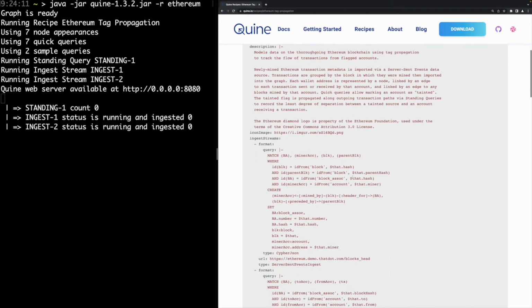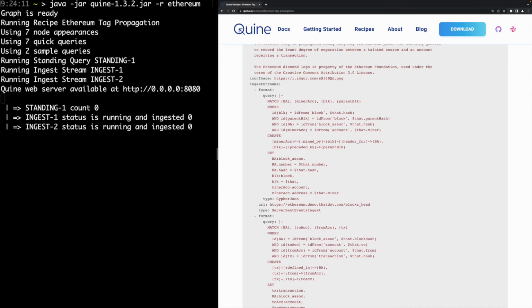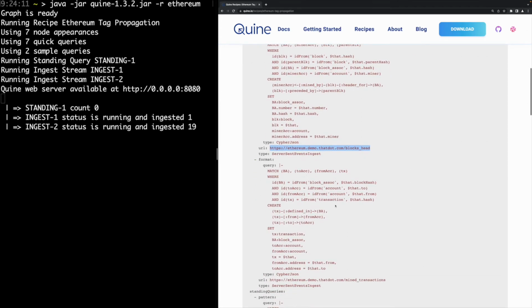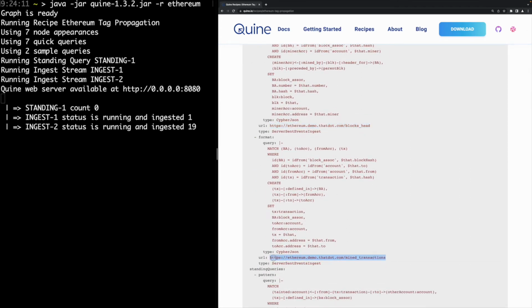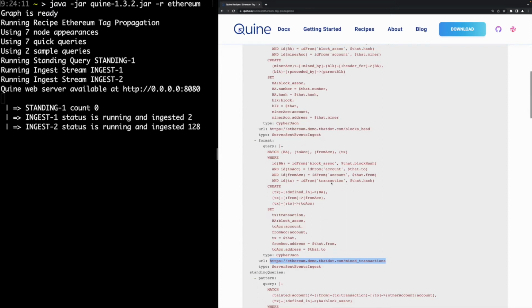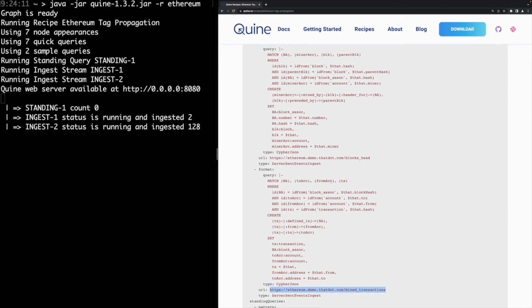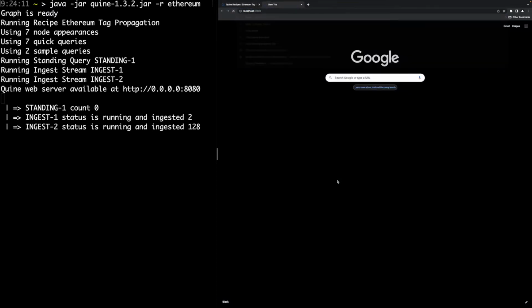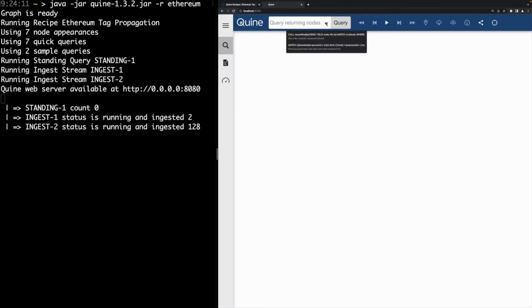As you can see, what's defined in the recipe is it's going to connect to two different sources of data. One of them is where it's going to download information about each of the blocks, and a second source of data where it's going to download mined transactions. As those streams come together using Quine's built-in ingest system, it's going to build a graph locally that we can explore here.